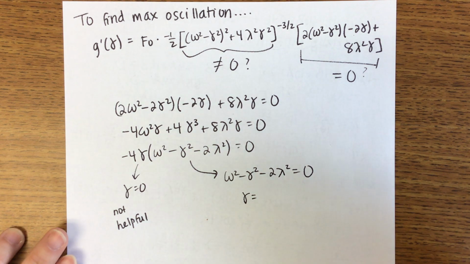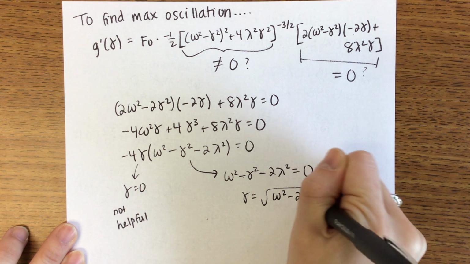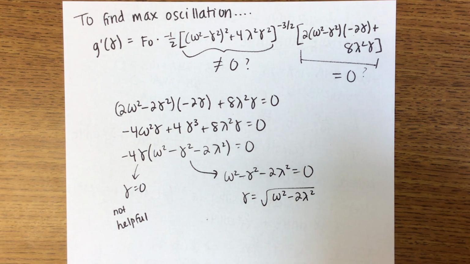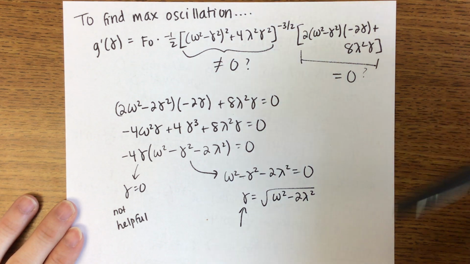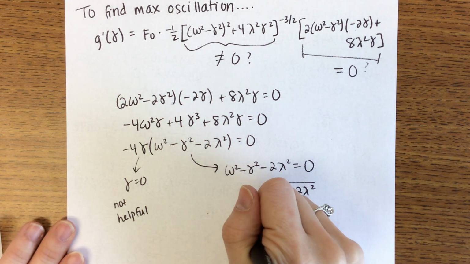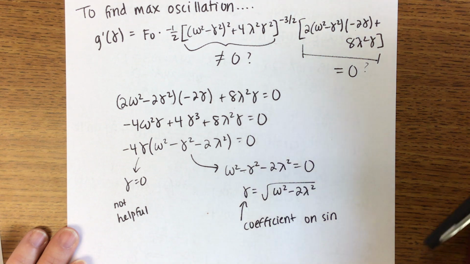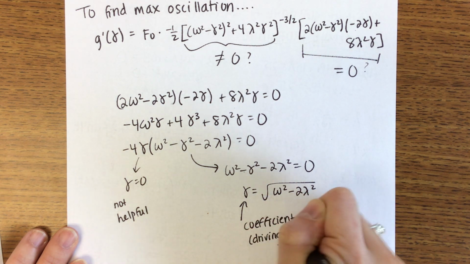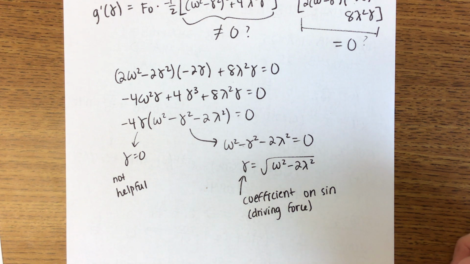If we solve for gamma, move everything to the other side, take out the negative, take the square root, we get the square root of omega squared minus 2 lambda squared. Now, one thing to remember about this term: remember that this is part of the coefficient on sine, which was the driving force. So that would help us find when the maximum oscillation occurs. Then if you want to find what it actually is, you would have to plug that back in.